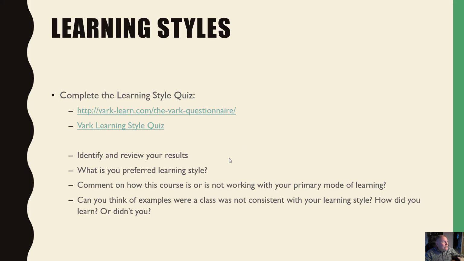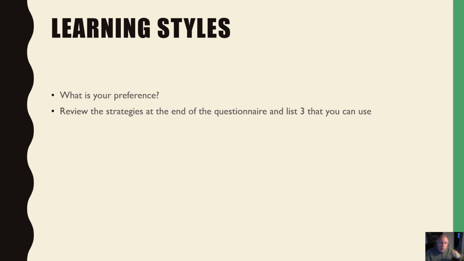Next, move on to the learning style quiz. You have the link here. And what I'd like you to do is, we learn different ways, but just go on and do the quiz. Identify and review your results. What's your preferred learning style? Comment on how this course is either working or not working with your primary mode of learning. Can you think of examples where a class was not consistent with your learning styles? How did you learn? How did you adapt? What did you do? That's learning styles, number 2.